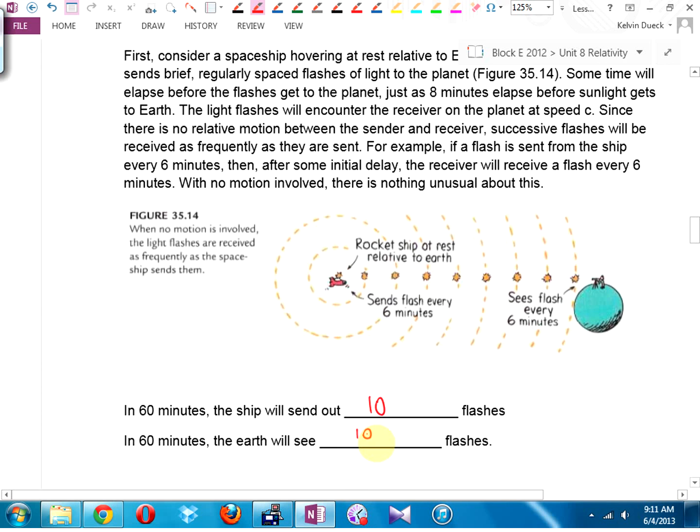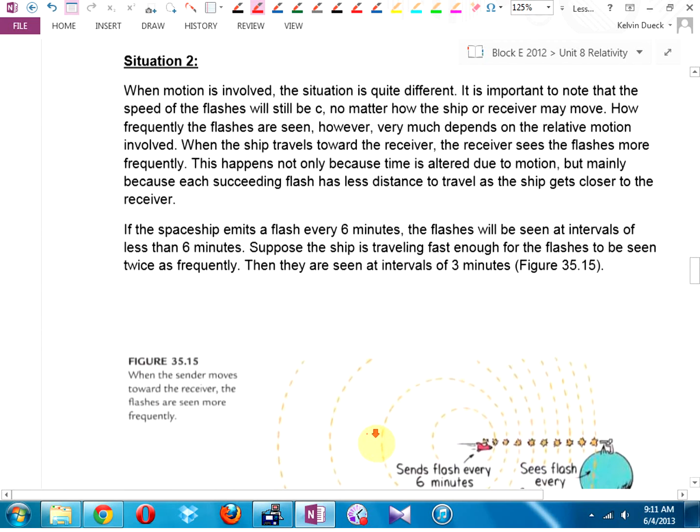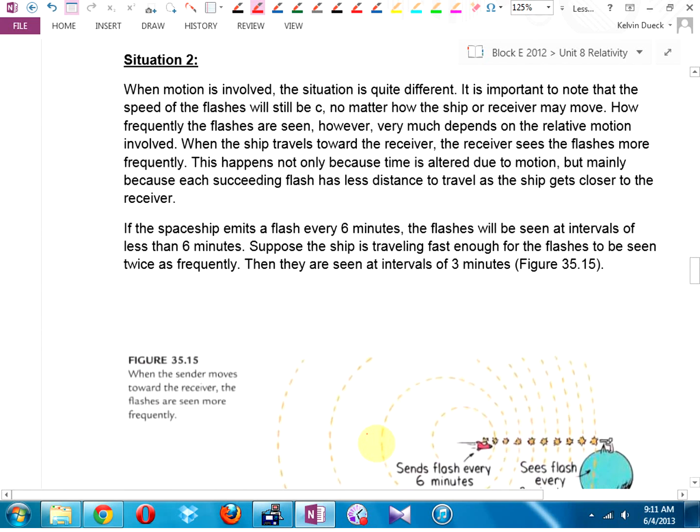Now we get weird and cool. Situation number two. When motion is involved, the situation is quite different. Now, it's important to note the speed of the flashes will still be c, the speed of light. Our symbol for the speed of light is the letter c for constant.